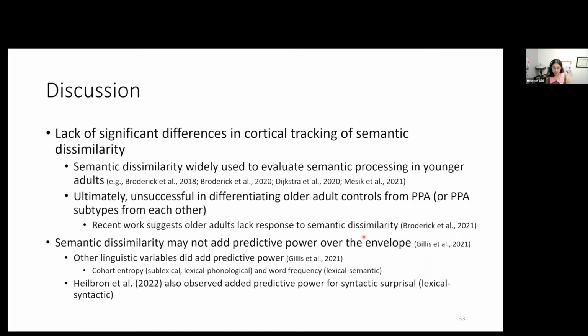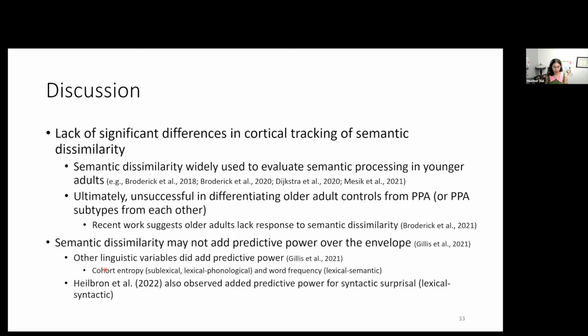The same study that found that semantic dissimilarity didn't add predictive power over the envelope did show other linguistic variables adding predictive power. And we didn't look at all of the variables they showed, but I'm going to now show you, we looked at a couple of those variables that they showed adding value over the envelope. And in a different study, let me take a step back. So the linguistic variables that we are going to look at from this Gillis et al.